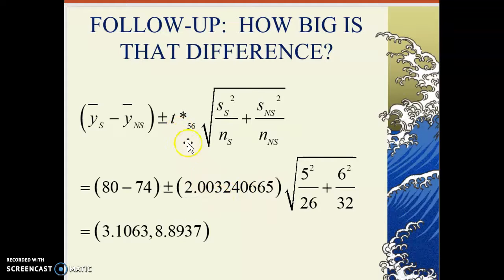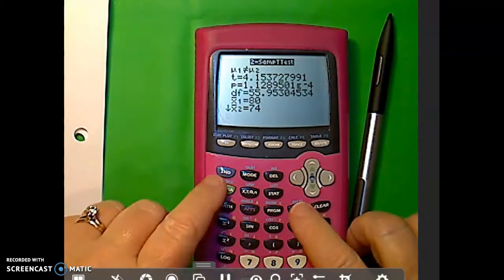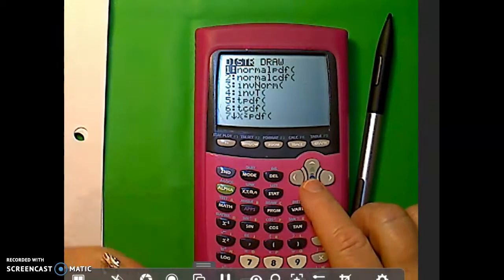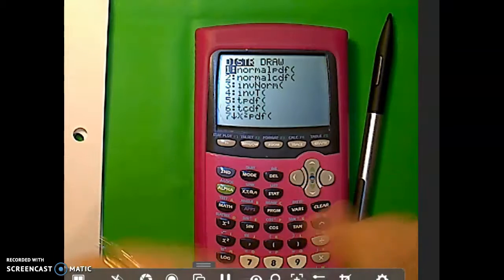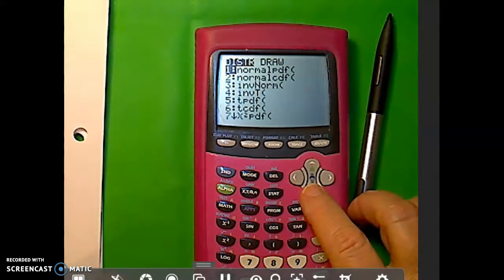How do we get a t critical value for 56 degrees of freedom? Well, we can do that on our calculator. We need a confidence level too. We'll look at that on the calculator. I think it's 95%. So to remember, to get a t critical value, we're just going to use inverse t distribution and use the area in one of the tails, left or right, to get our t-score.